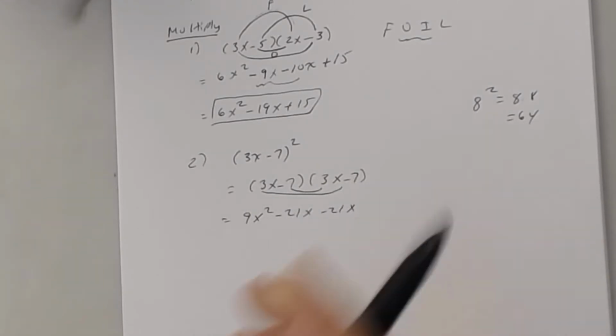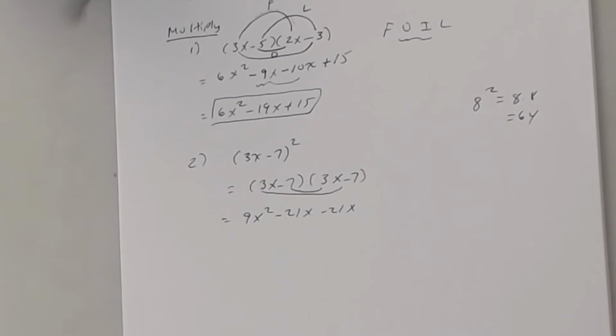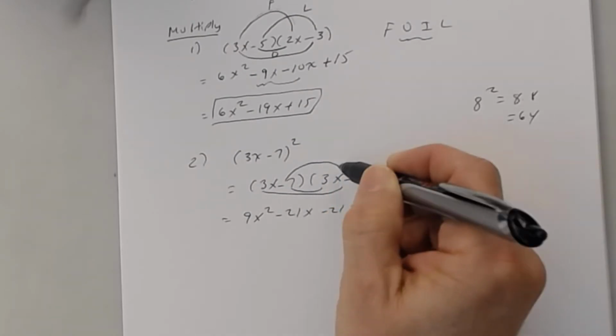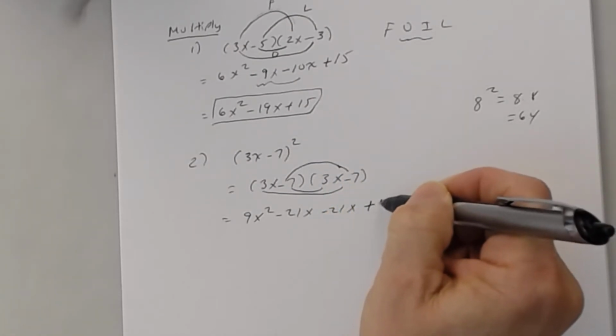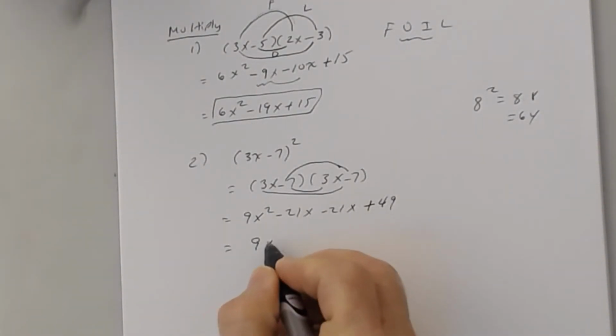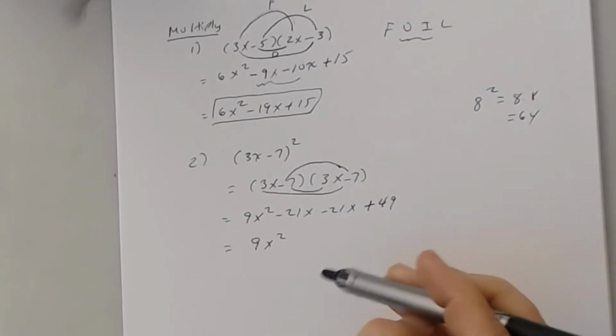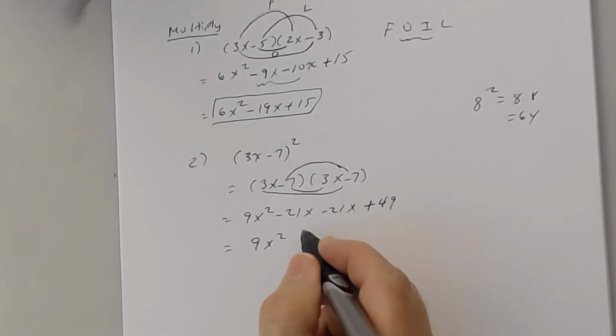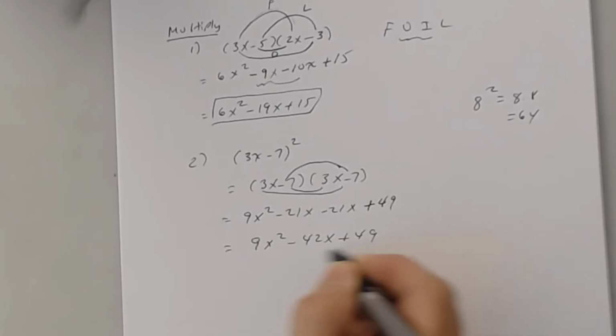Negative 21x. All right, so whenever you square a binomial, the outer and the inner are the same thing. You'll notice that. The outer is negative 21x, the inner is negative 21x. That's because you're squaring a binomial. The last, what's a negative 7 times a negative 7? Positive 49. So what's the answer? 9x squared minus 42x. A negative 21x and a negative 21x is a negative 42x, plus 49.